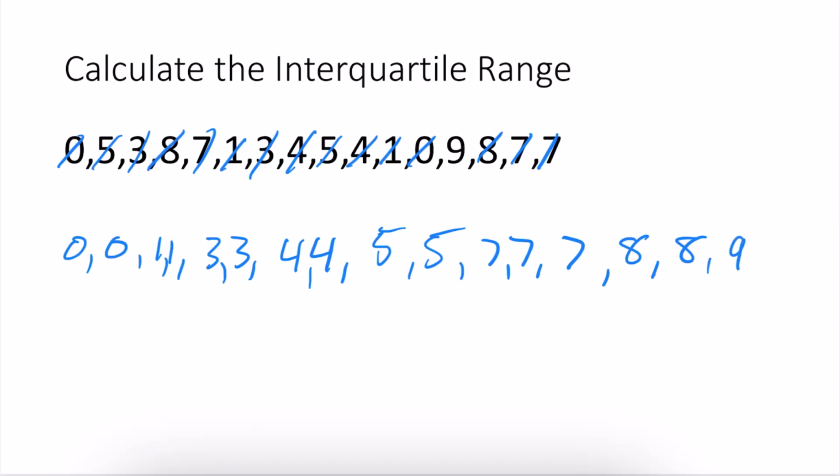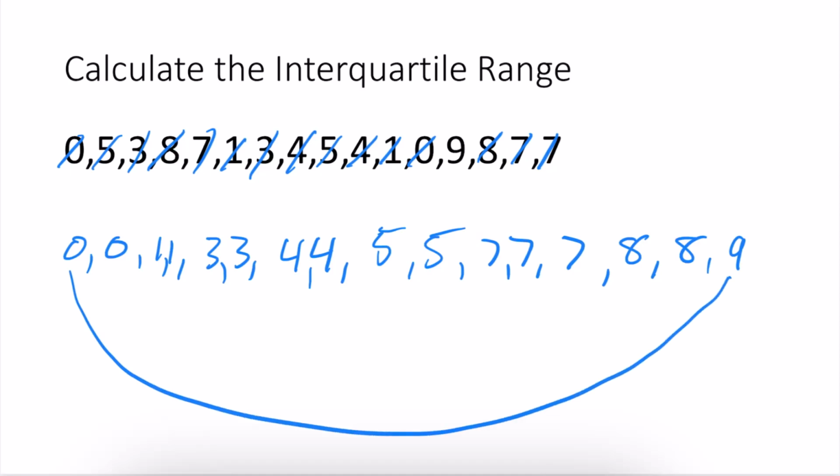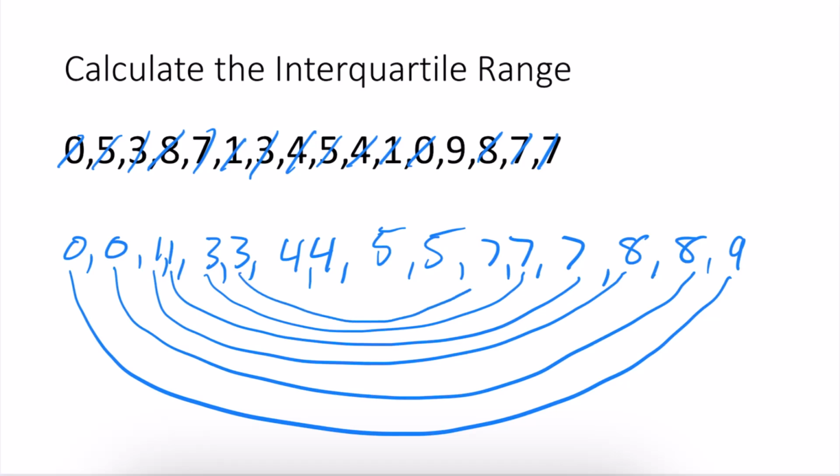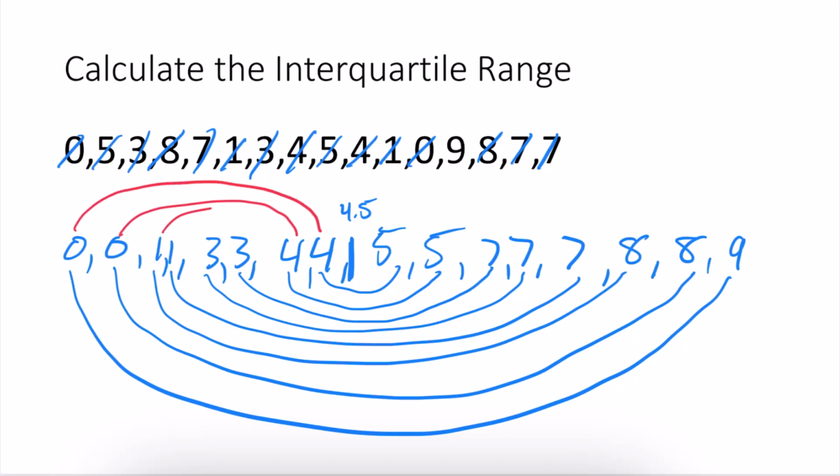And a 9. So to find the center of my data set, I'm going to connect my outermost data points until I get to the center. It looks like my median is going to be right here in the middle at 4.5. So that's my median. Then to find my quartiles, I'll take the lower half of the data and find the center of that. So if I find the center of this data set, the number that's between 1 and 3 is 2. So my first quartile equals 2.